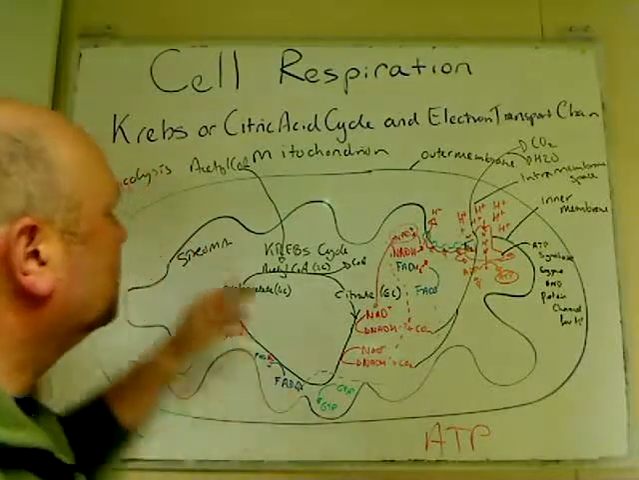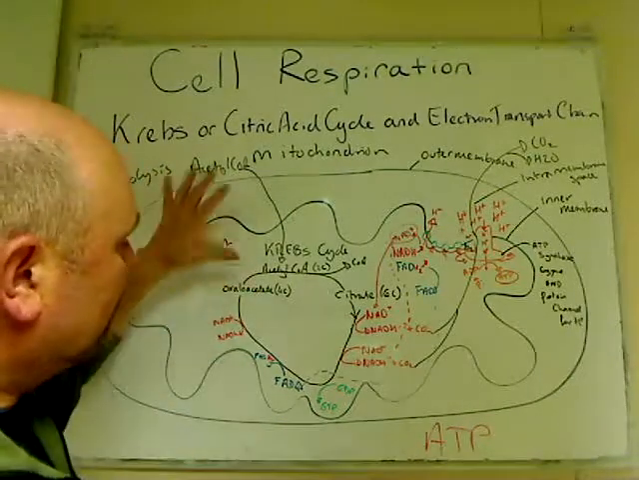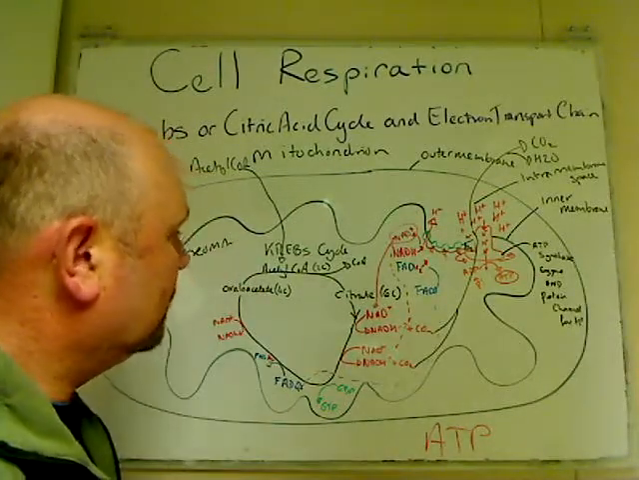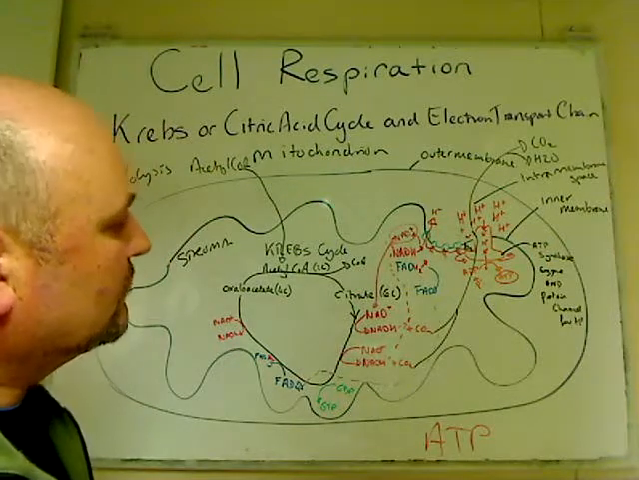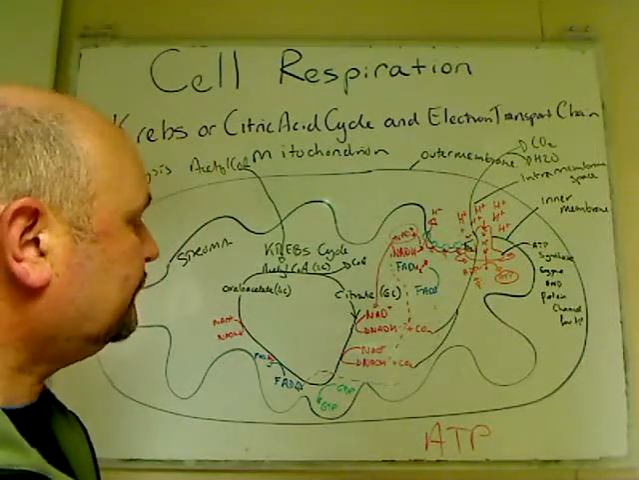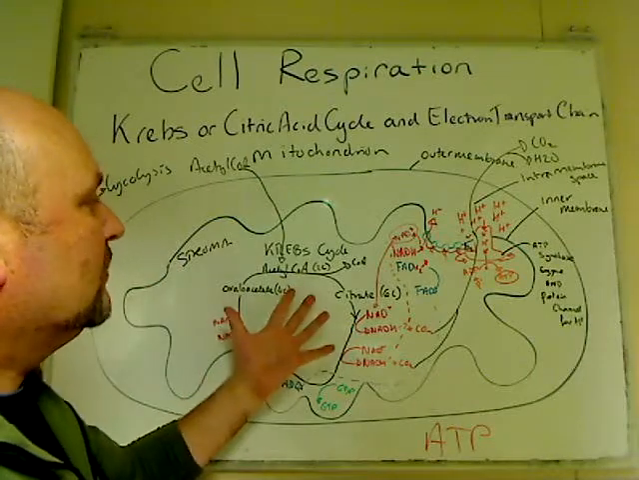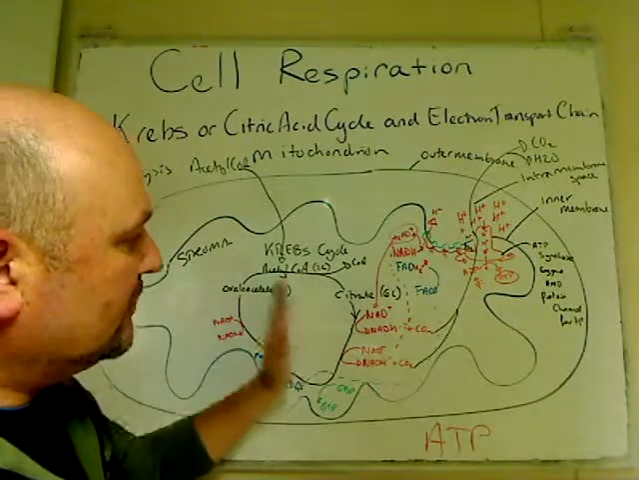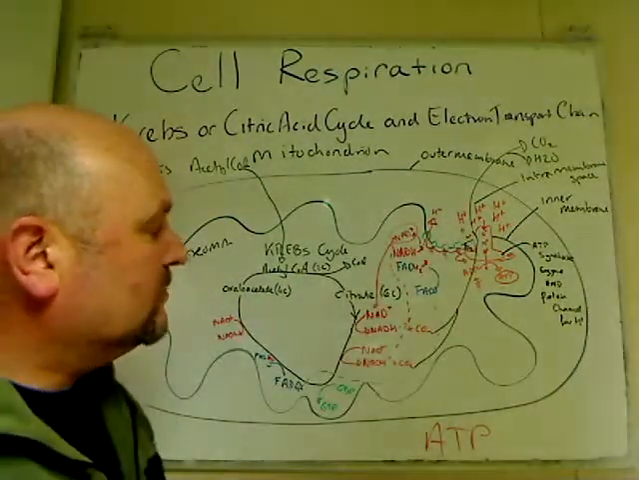Remember, there's 2 acetyl coenzymes for every glucose, so we end up producing 2 overall because each molecule goes through by itself. So the whole point of the Krebs cycle is to get these hydrogens transferred out on these molecules.